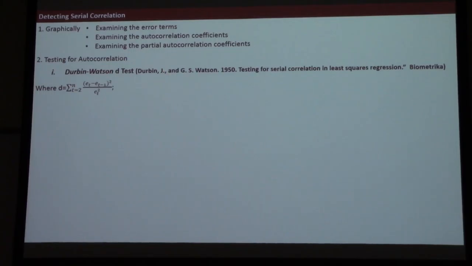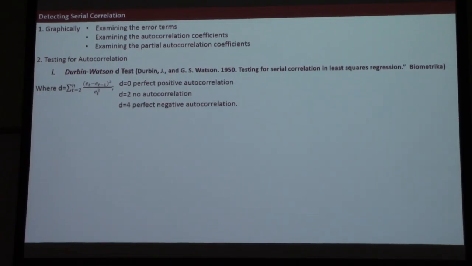There are some tests. And these are things, again, we can run in Stata pretty quickly. The first test is called the Durbin-Watson test. Basically, this Durbin-Watson statistic D is essentially, you could see, the difference between the error term and the previous error term squared over the error term squared. It's a lot like the variance. If D is zero, there's going to be perfect positive autocorrelation. If D is two, there's no autocorrelation. And if it's four, there's perfect negative autocorrelation.